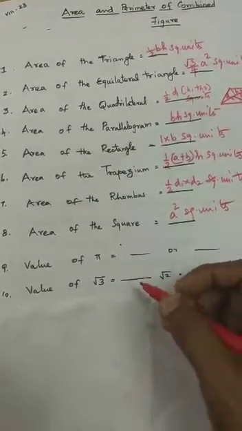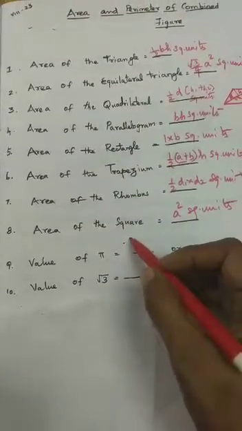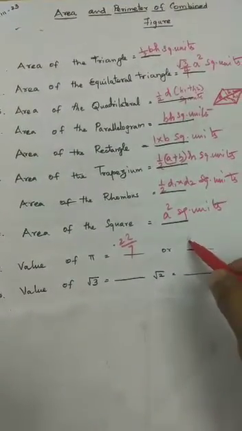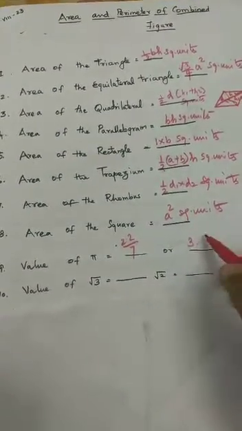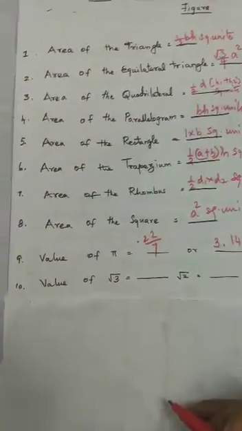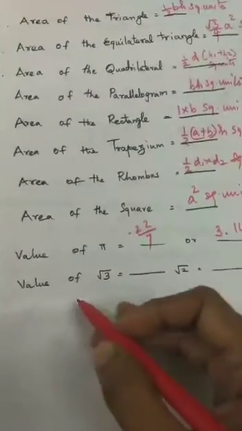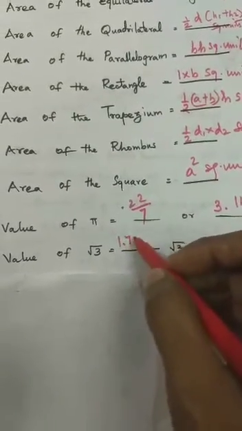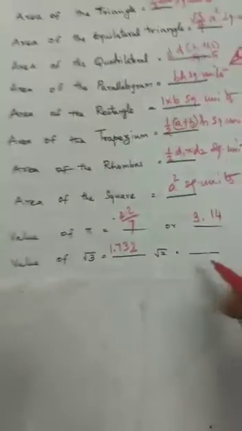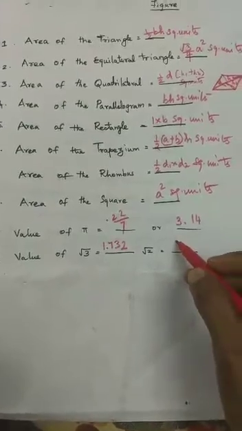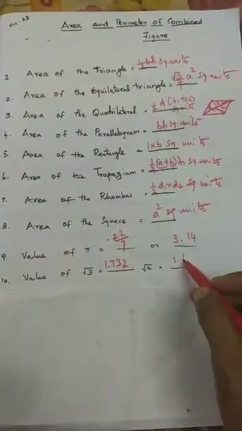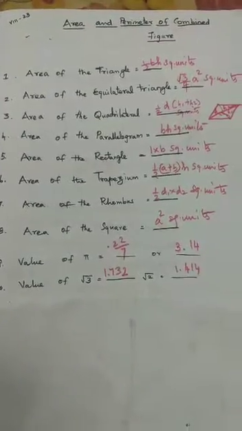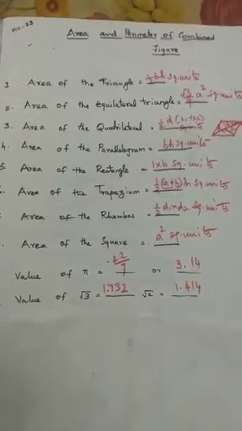Okay. The value of pi. What is the value of pi in fraction? 22 by 7. Then in decimal, 3.14. Okay. Then value of root 3 is 1.732. Yes. Then root 2 is 1.414. Okay. You are clear in formulas.